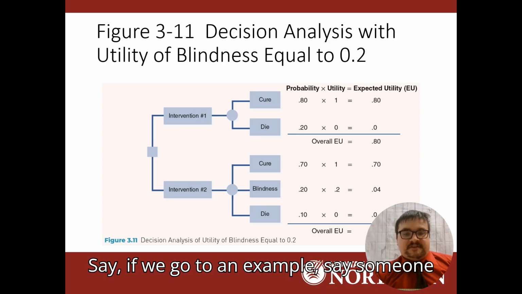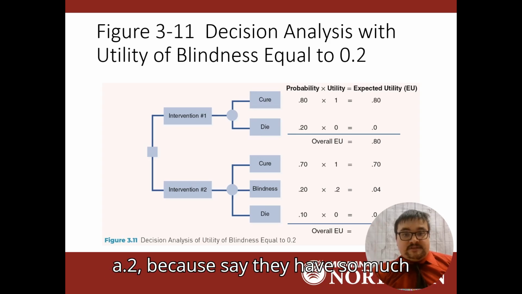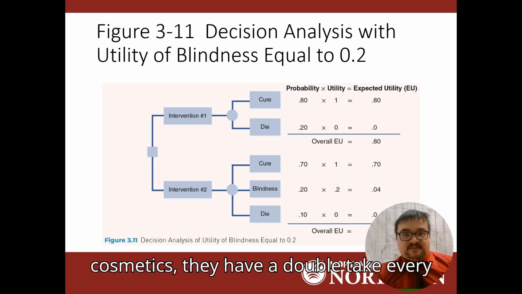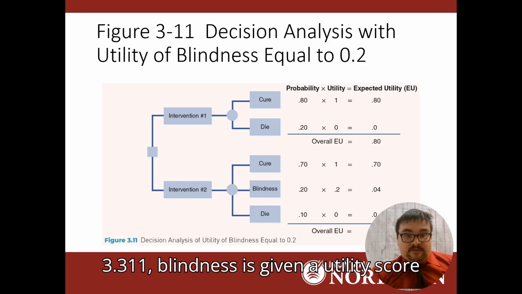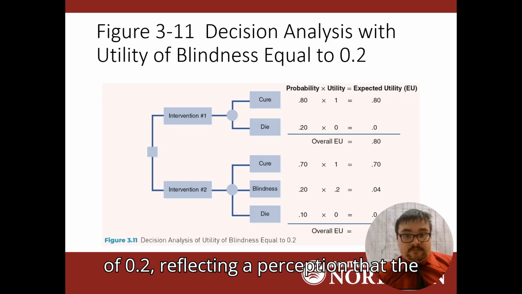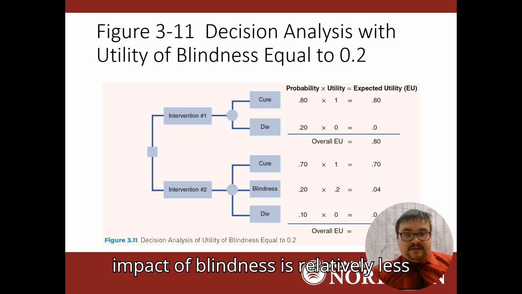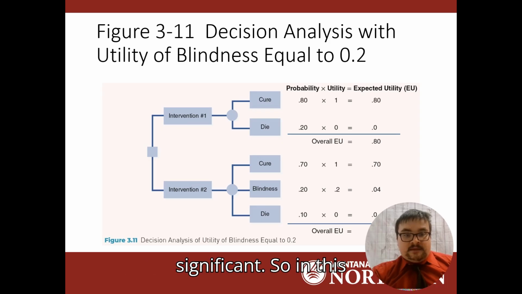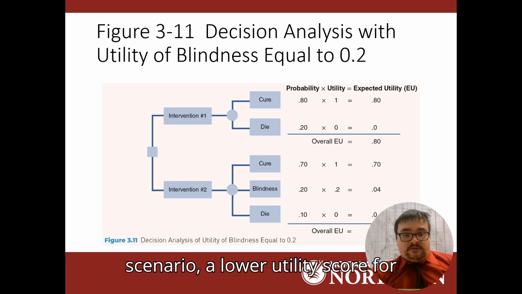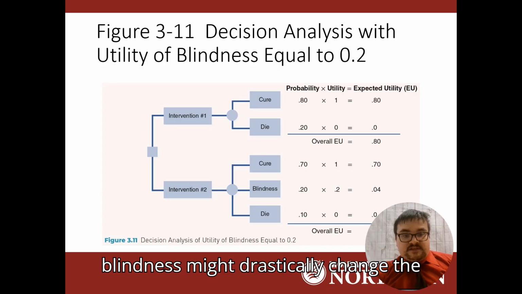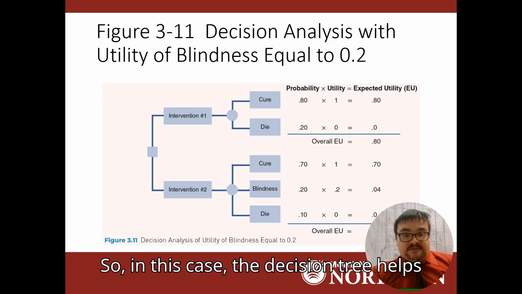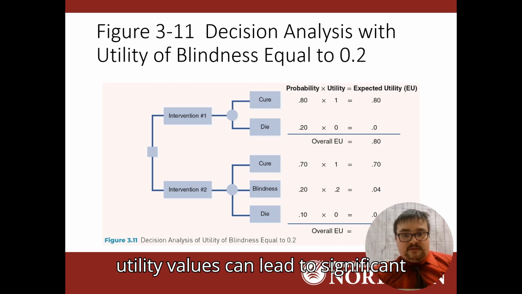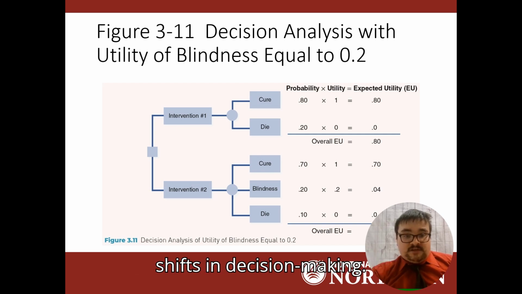Now, say we go to another example, say someone who is a popular celebrity gave blindness a 0.2 because they have so much cosmetics, they have to double take every time they pass a mirror. So now for figure 3.11, blindness is given a utility score of 0.2, reflecting a perception that the impact of blindness is relatively less significant. In this scenario, a lower utility score for blindness might drastically change the recommended intervention compared to a higher score like 0.8 or 0.5. So in this case, the decision tree helps us visually see how small adjustments in utility values can lead to significant shifts in decision making.